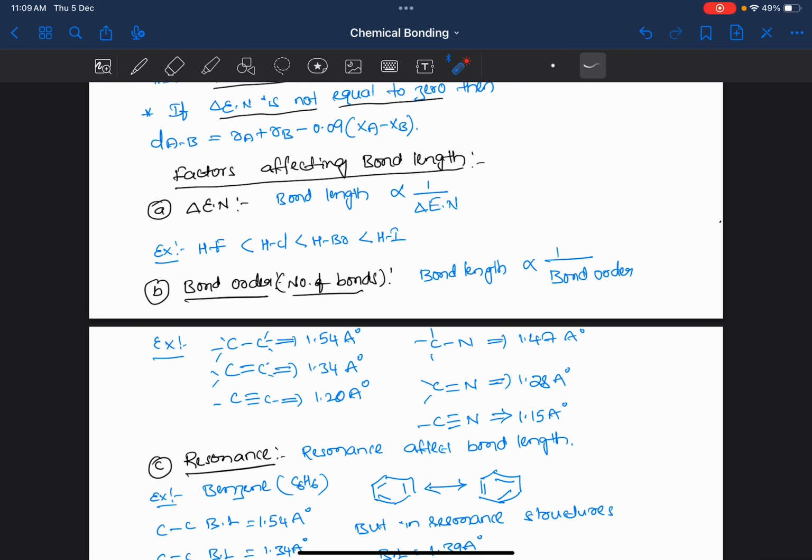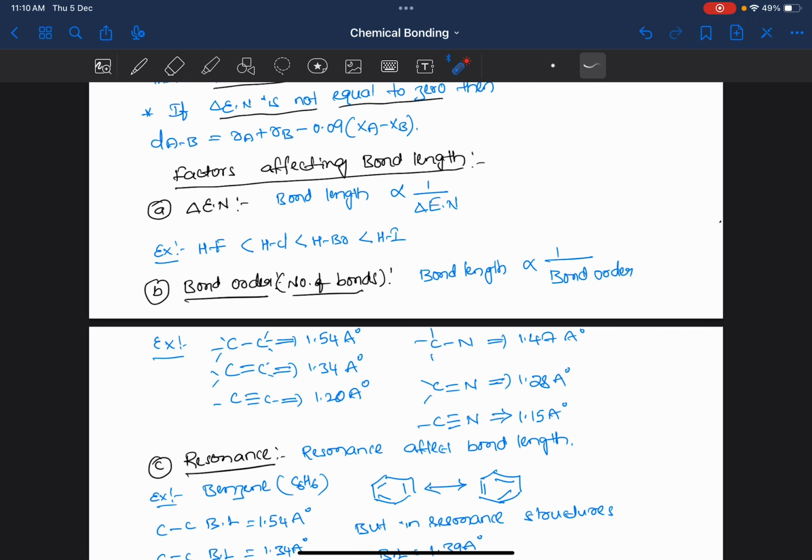Here I took three types of molecules. In the first molecule a single bond is present, in the second a double bond, and in the third a triple bond. So the bond orders are 1, 2 and 3. On increasing bond order, bond length values decrease: 1.54, 1.34, 1.20.